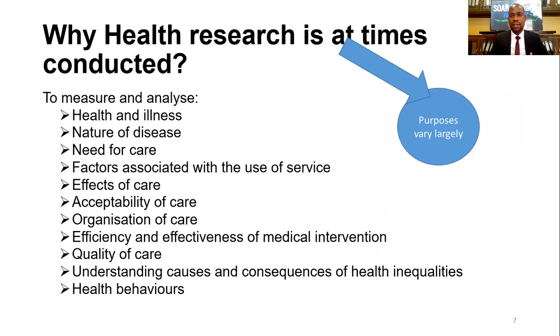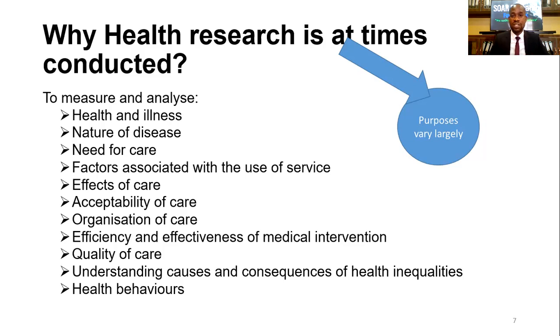And when we do health research to measure and analyze health and illness, at times we want to know how many people are healthy, how many people are sick. At times we are studying directly the nature of the disease, how it presents, the complications of that disease. At times we are doing research to measure the need for care. We want to know how many people are vulnerable, how many people are sick, and how many people need a certain kind of care so that it guides our implementation of care.